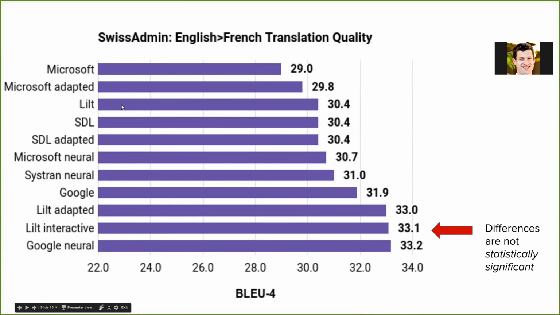And so what you see here is a couple different setups of the systems. So Microsoft versus Microsoft adapted. This is when you add a little bit of TM data to train the baseline Microsoft system. You can do that with Microsoft Translator Hub. Likewise, you can do that with SDL Language Cloud. Then you start to see some of the new neural offerings from some of these vendors. So Microsoft now has a neural system. You can't adapt their neural system, so this is just the baseline neural output.